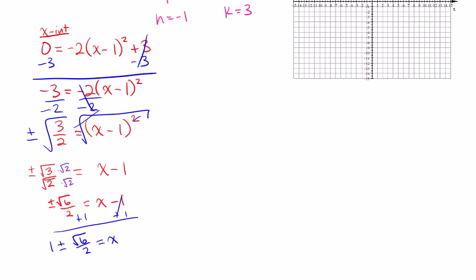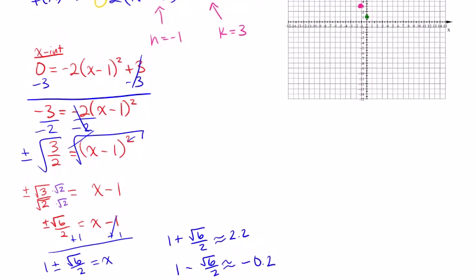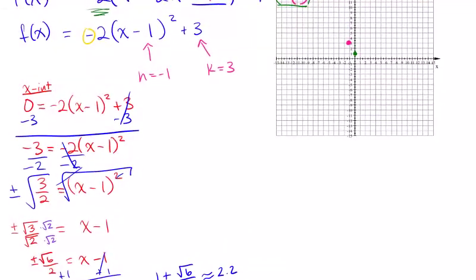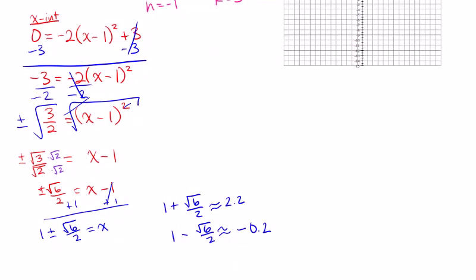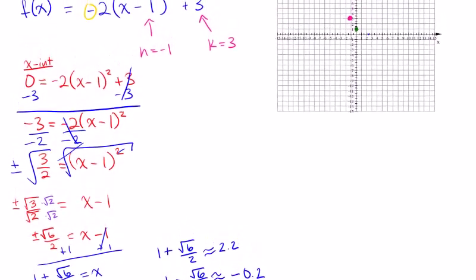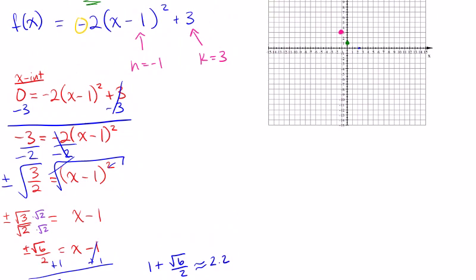And so we can go from there once again and just do 1 plus root 6 over 2 and 1 minus root 6 over 2, and we can plug those in our calculator. All right, so we get 2.2 and negative 0.2. So 2.2, that doesn't match up.